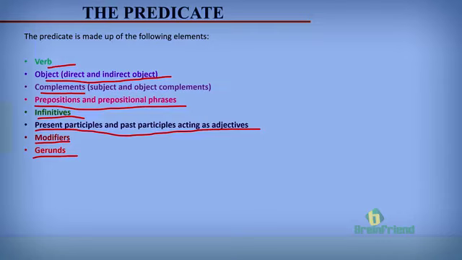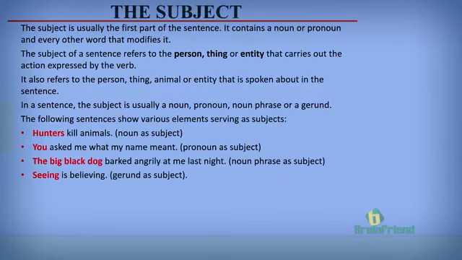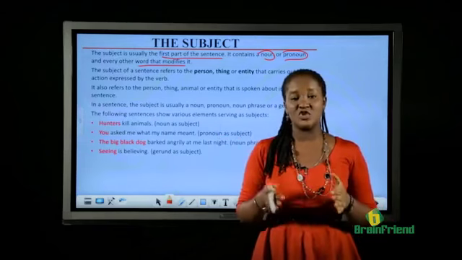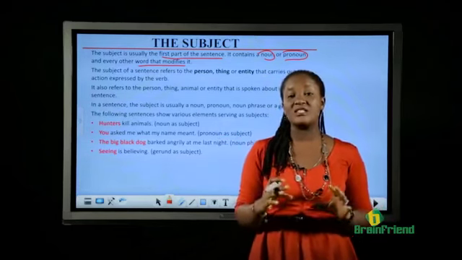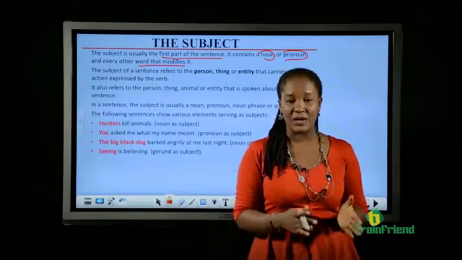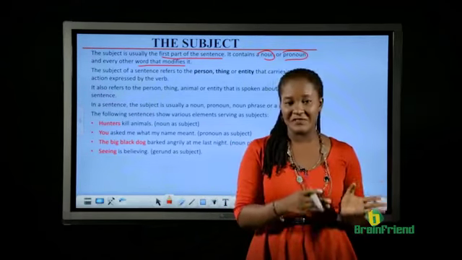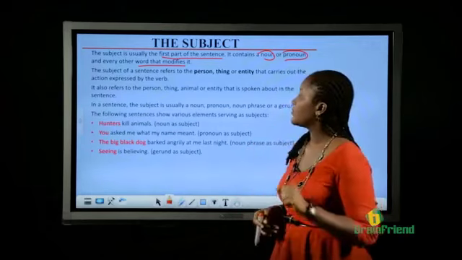Now we are going to study these components of the sentence one after the other. First we have here is the subject. What is the subject of a sentence? The subject is usually the first part of the sentence. It contains a noun or pronoun and every other word that modifies it. So the subject of a sentence is usually the first part of a sentence, which contains a noun or pronoun and any other word modifying that noun or pronoun.